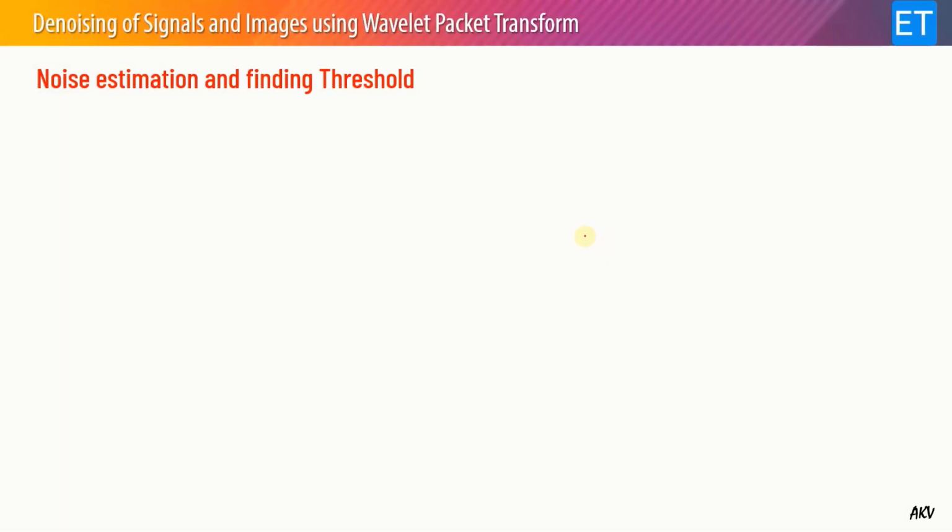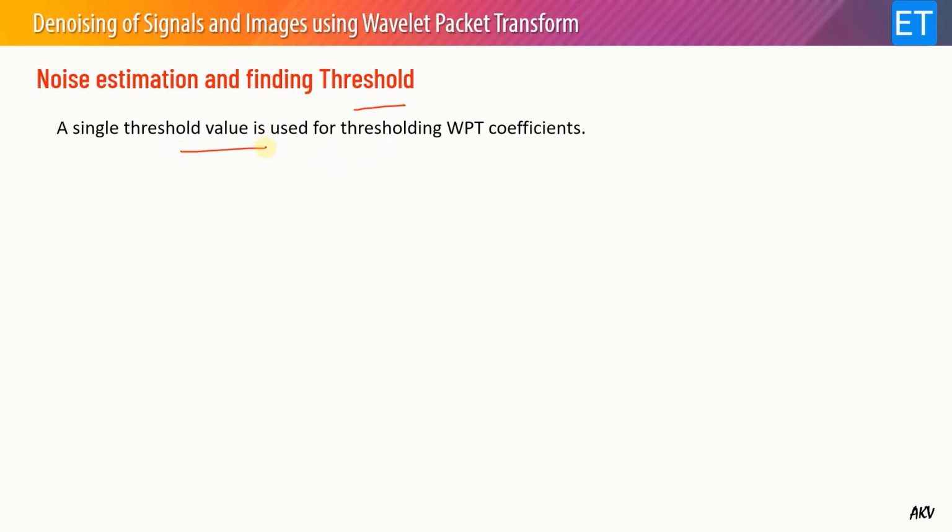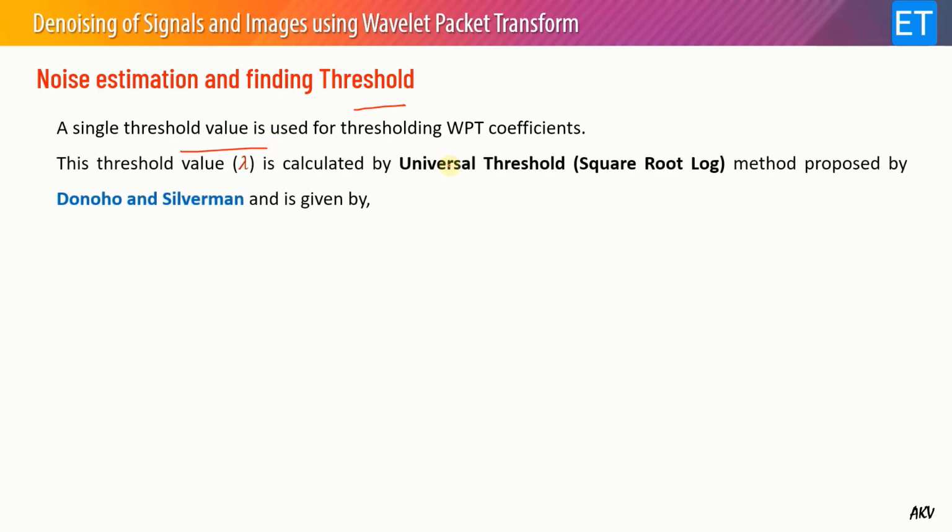So let me show you how the noise variance is estimated and how we can find the corresponding threshold. In this scheme, a single threshold value is used for thresholding all the wavelet packet detailed coefficients. This threshold value lambda is calculated by the universal threshold method, also known as the square root log method, which was proposed by Donoho and Johnstone, and it is given by this equation.